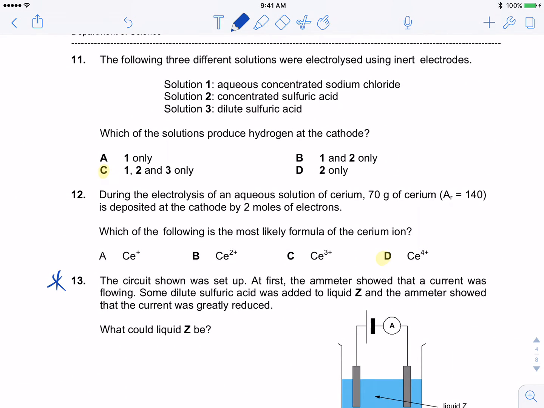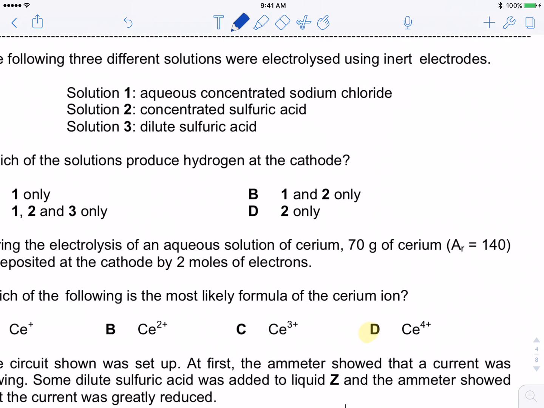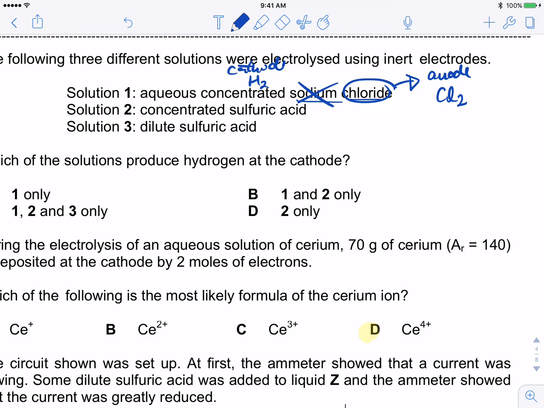Let's look at question 11. The following three different solutions were electrolyzed using inert electrodes. Which of the following solutions produce hydrogen at the cathode? Let's look at examples one by one. Concentrated sodium chloride. Since it's concentrated, chlorine will be produced at the anode. Remember it's oxidation, so chloride loses electrons to become chlorine. At the cathode, since it can never be sodium, it must be hydrogen gas.